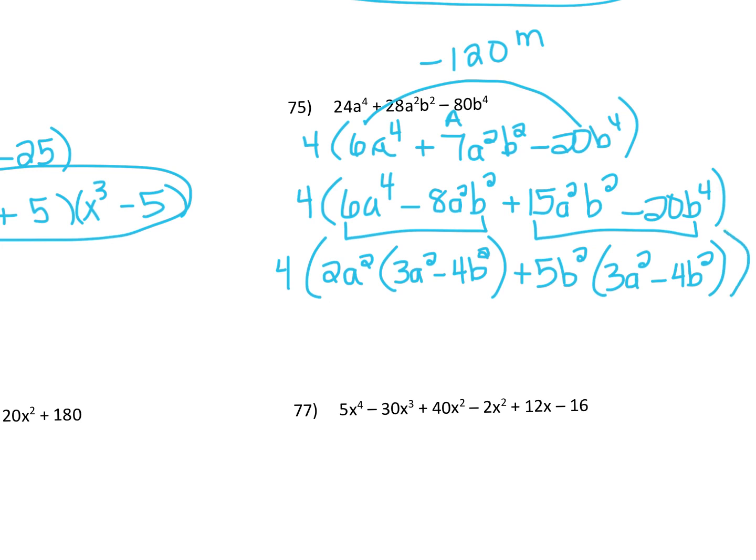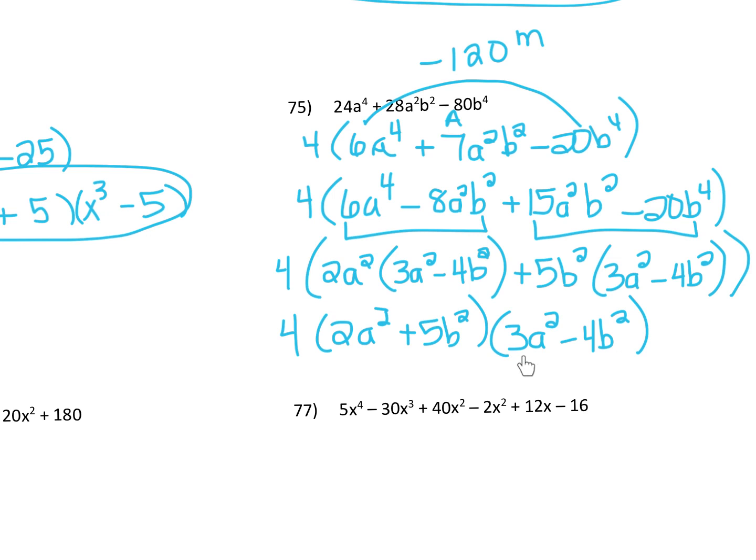So I'm going to bring my 4 down. I'll take what's in front of our common parenthesis and group those together as one of our parentheses. So 2a squared plus 5b squared. And then I'll take that common parenthesis and rewrite that once. And if you look at what we're left with within the parentheses, there is no difference of perfect squares, and we've already factored out the greatest common factor, so this is our final answer.